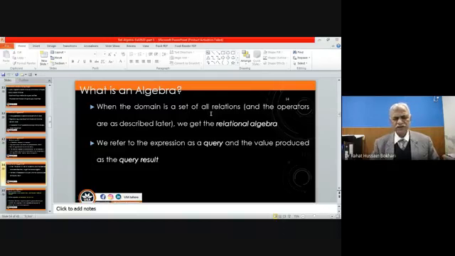Again, it is the same thing: the domain is a set of relations, and we get relational algebra. There are operators, and we have a set of relations that we have to manipulate. In order to retrieve the data, we have to build queries. When we run a query, the result is also a relation. This is the main point.